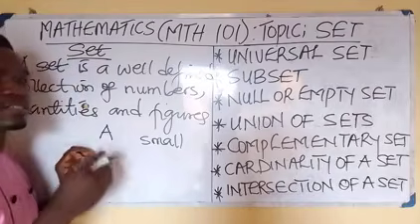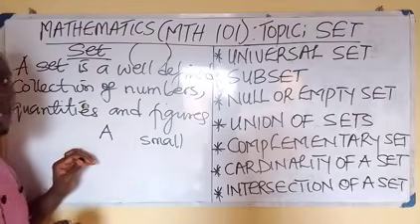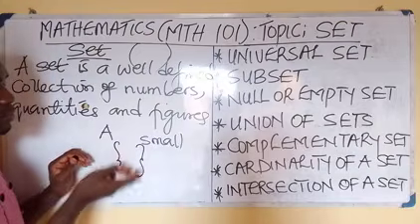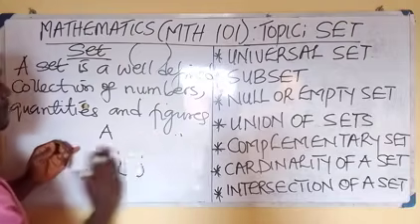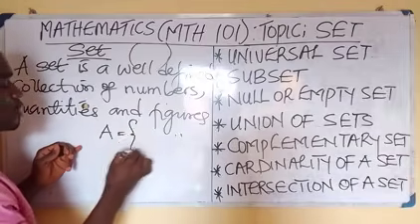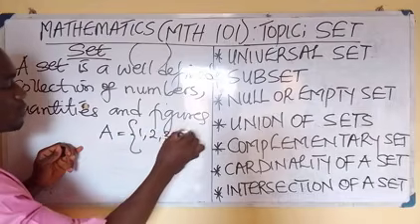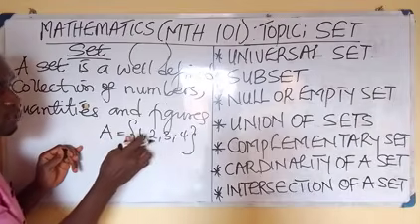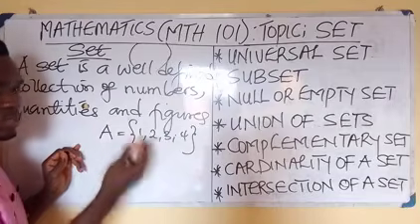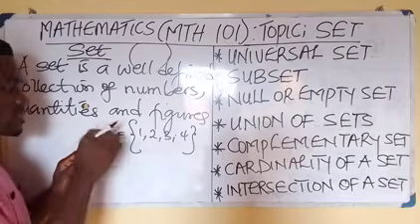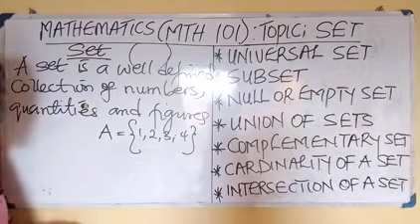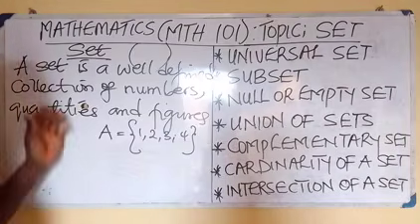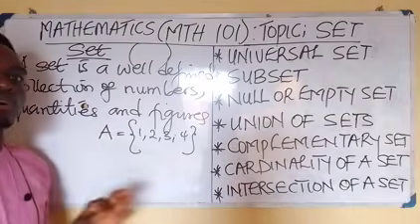And you should know that while expressing a set, you don't use curved brackets. No, you use curly brackets like this. This is how to express a given set. Alright, so if I have A equals this, maybe {1, 2, 3, 4}, this is the set, and these are the members of this set. So all the 1, 2, 3, 4, being the members of the set, are called the elements of what? Set A. I believe that is clear. So a set is a well-defined collection of numbers, quantities, and figures, and all the members of a given set are collectively called elements.